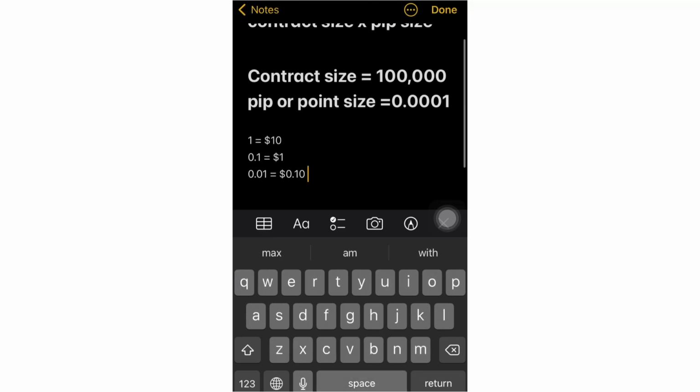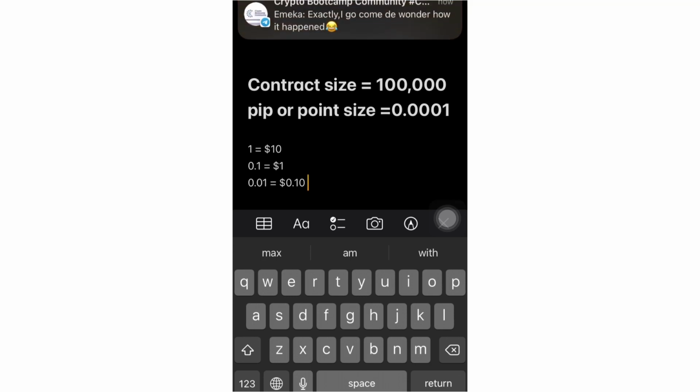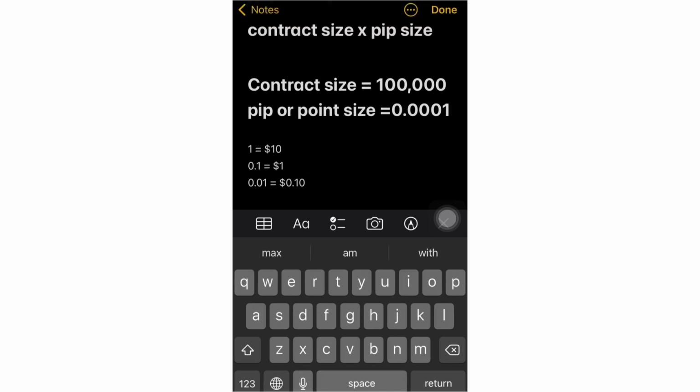So now, how did they come about these things? That's what I want to show you. This thing you see is what we call pip value. The pip value, based on your lot size, is how much you're going to make or how much you're going to lose if it moves 1 pip, 2 pips. You need to know these things because, as a forex trader, before you start thinking of how much you can make, you need to start thinking how much you can lose. This is every good trader. That's what we call risk.